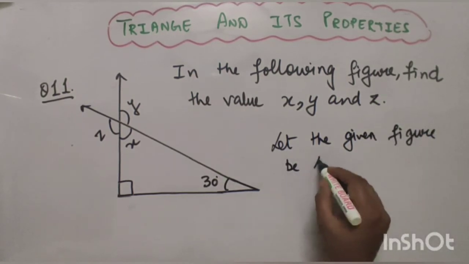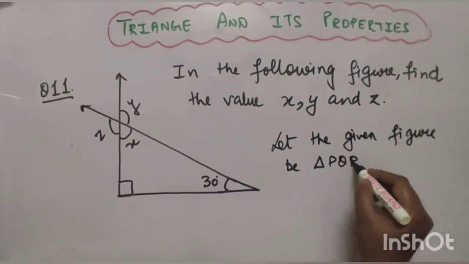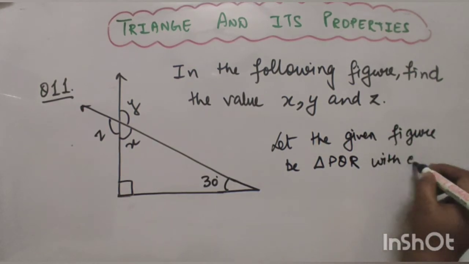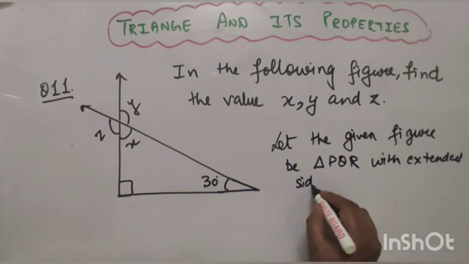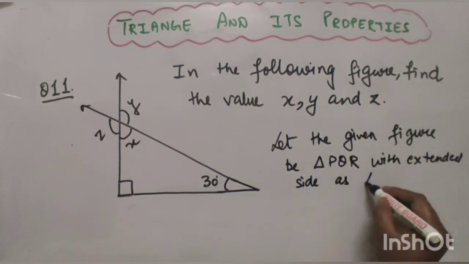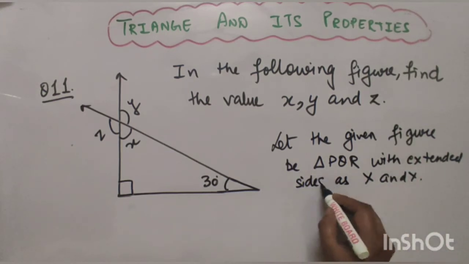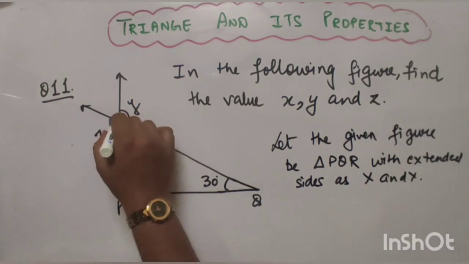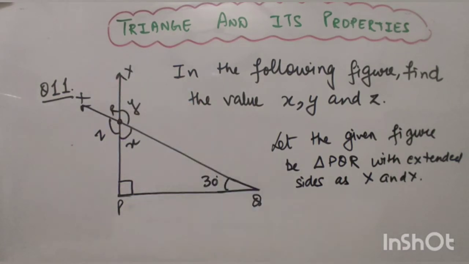be triangle, any name you want, let's suppose PQR, right, with extended sides as x and y, right? So if I am starting here P, Q, this is R, this I am taking as x and this I am taking as y, right?